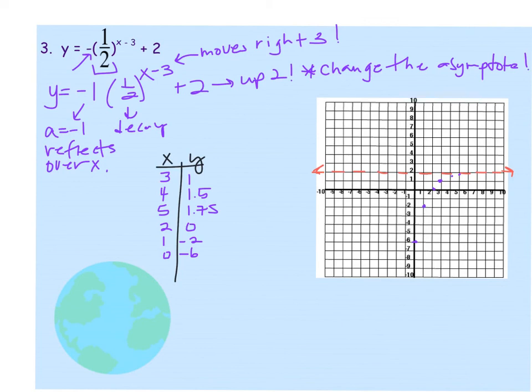Remember, the a value reflects it over the x-axis, and the 1/2 reflects it technically over the y-axis. If we draw a curve through these points, it's going to come up, and it's going to plateau pretty quickly right along, don't get too close, right along that asymptote on the line y equals 2. And there's your exponential decay function. This is it for the first part of 7.1 and 7.2.